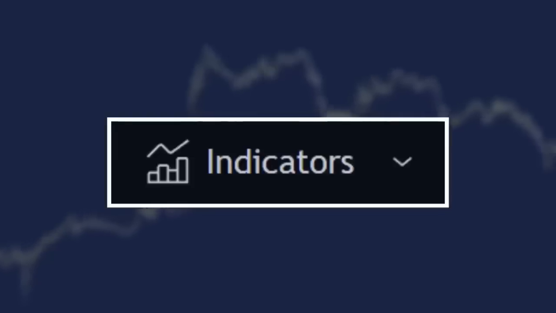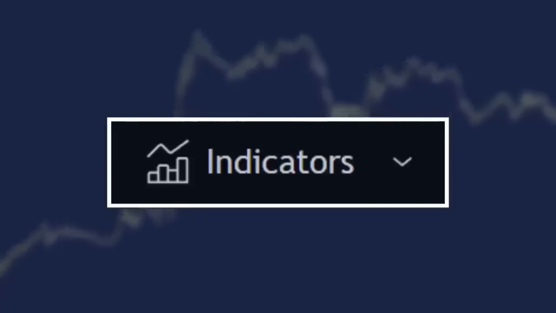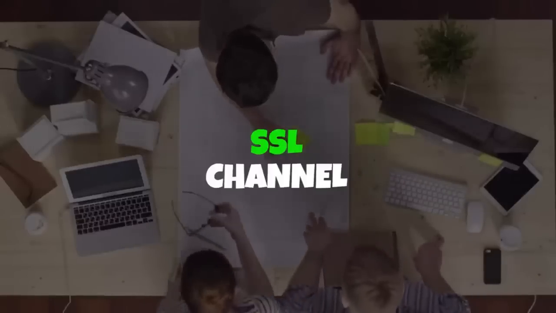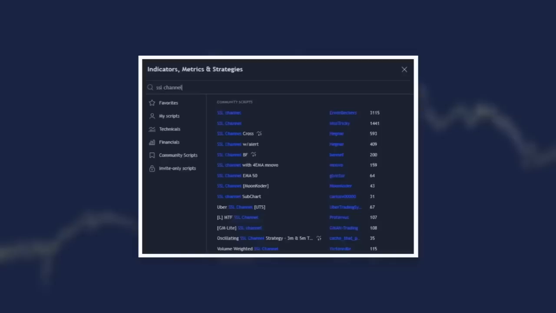So the first thing we're going to want to do is head up to indicators at the top and type in SSL channel, and it is the SSL channel by Miss Tricky. It is this second one here in the community scripts. Now make sure you click this indicator twice because we want to add two of them to our chart.